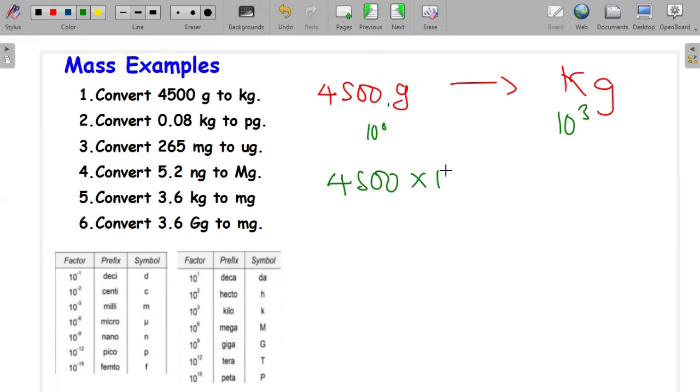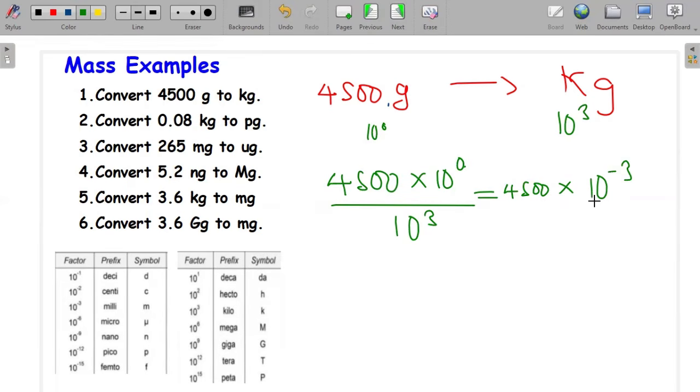4,500 times 10 to the power 0 divided by this guy here, 10 to the power what? 3. So this will just be 4,500 times, I can combine this part here. So since the bases are the same, I'm just subtracting the powers. So that is 0 minus what? 3. So that is 10 to the power minus 3.